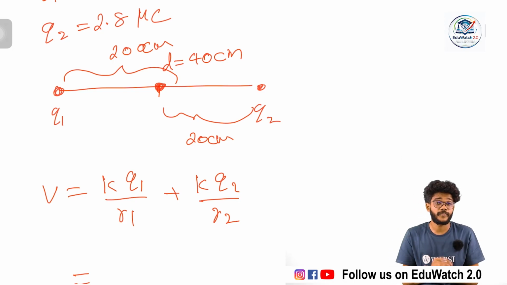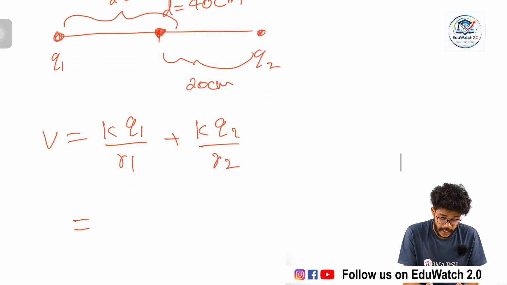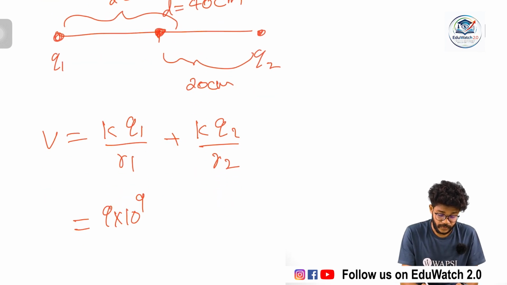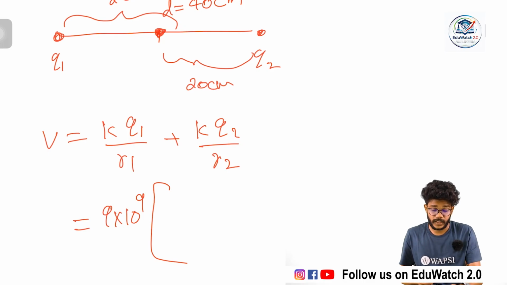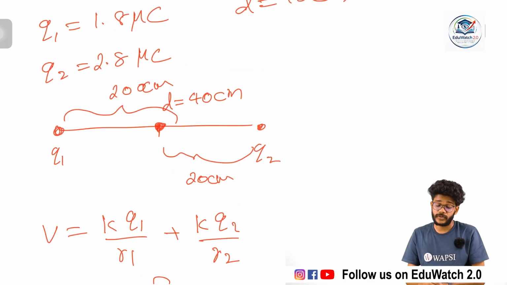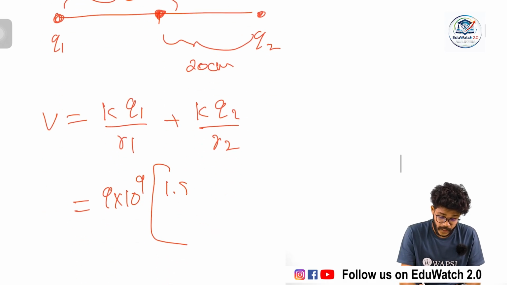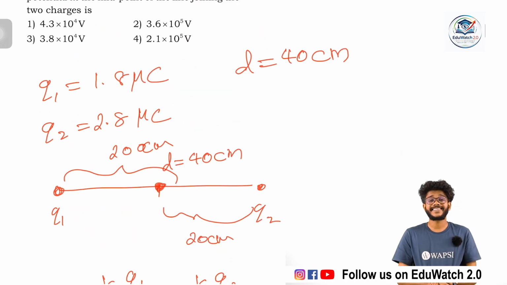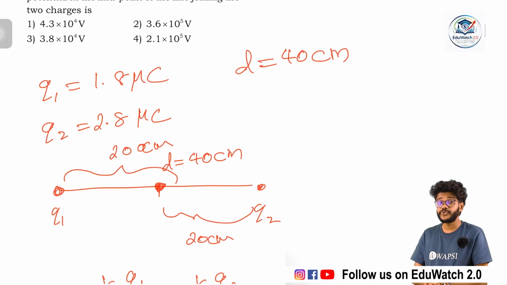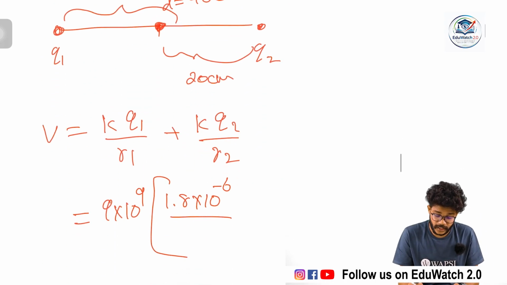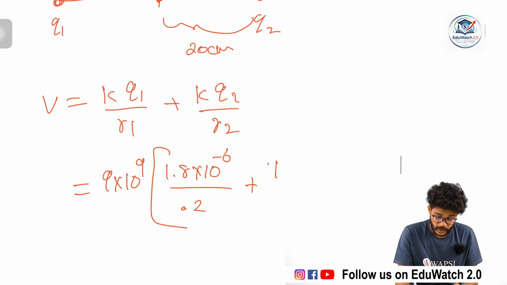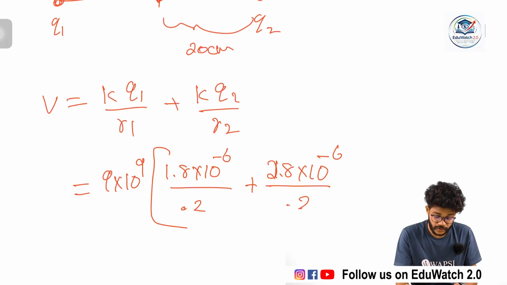What's the value of 1 by 4 pi epsilon 0? That is nothing but 9 into 10 raised to 9, multiplied by q1 by r1. What is q1? 1.8 microcoulomb, that means 1.8 into 10 raised to minus 6, divided by r1. What is r1? 20 centimeter, that is 0.2 meter. So 1.8 into 10 raised to minus 6 divided by 0.2, plus the second charge, 2.8 into 10 raised to minus 6, divided by 0.2.